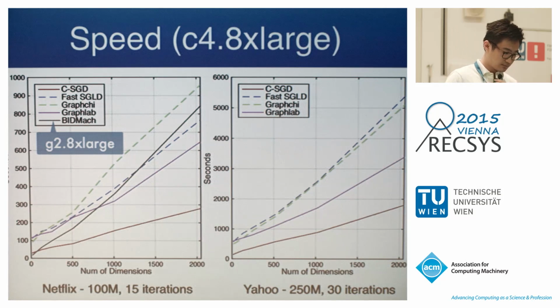And actually, even our differentially private algorithm, fast SGLD, is comparable with GraphChi, even better. And BidMach seems to not scale well, especially to 2000 dimensions. This may be because of the time consumed moving memory from CPU to GPU.